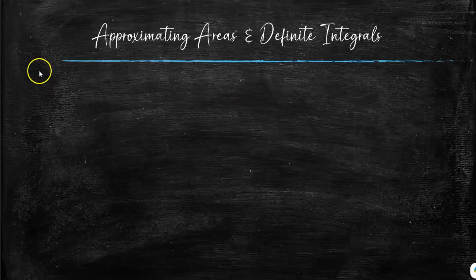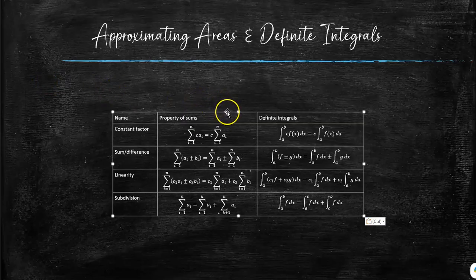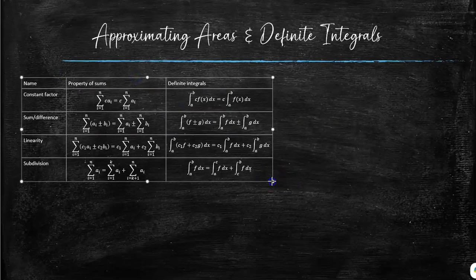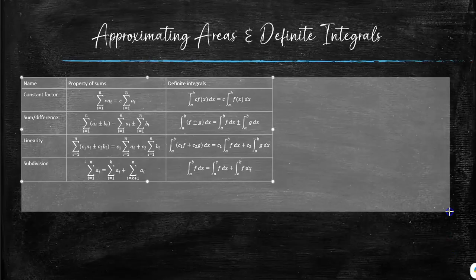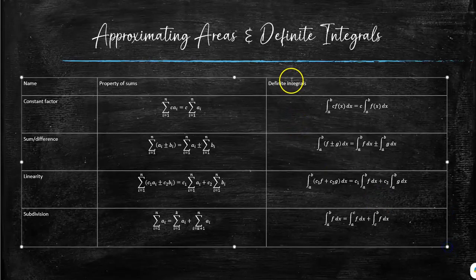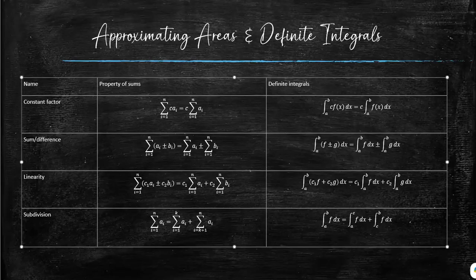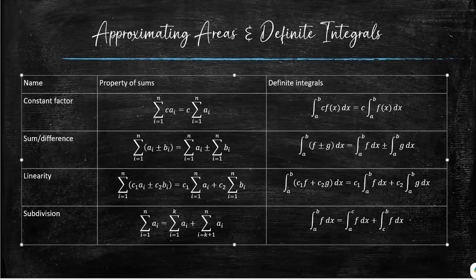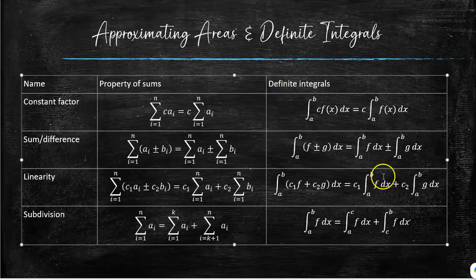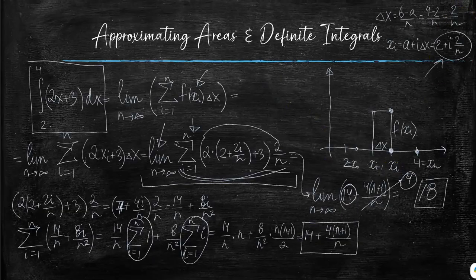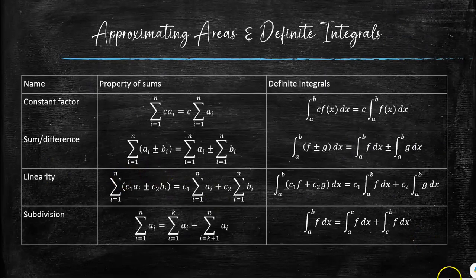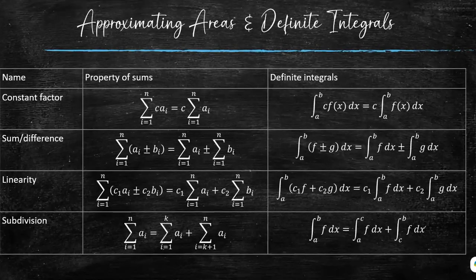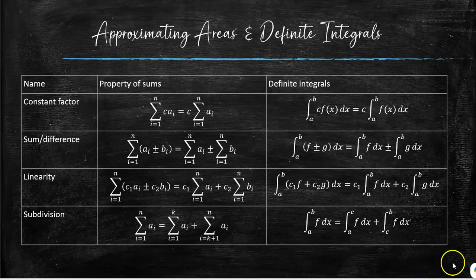Because definite integrals arise from finding the limits of Riemann sums, it is not a coincidence that the properties of definite integrals overlap a lot with the properties of sigma notation. And here they are, side by side. Okay?